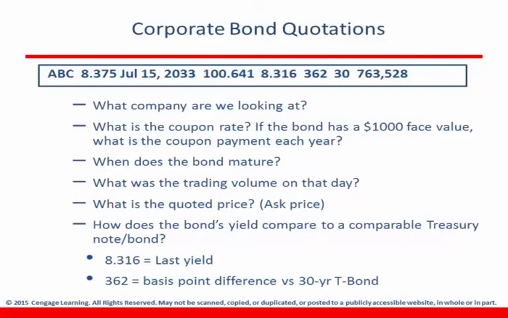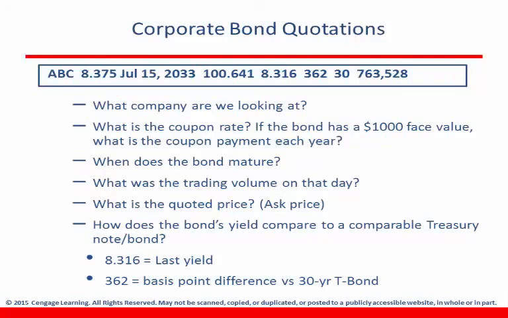So what is the guaranteed interest rate or the coupon rate? Well, that's going to be that next number, your 8.375, so 8.375%. So if you think of about $1,000 par value, then the coupon payment each year is going to be, just move that decimal over one spot, $83.75, right? When does this bond mature? That's the next number. It's going to mature July 15th, 2033.